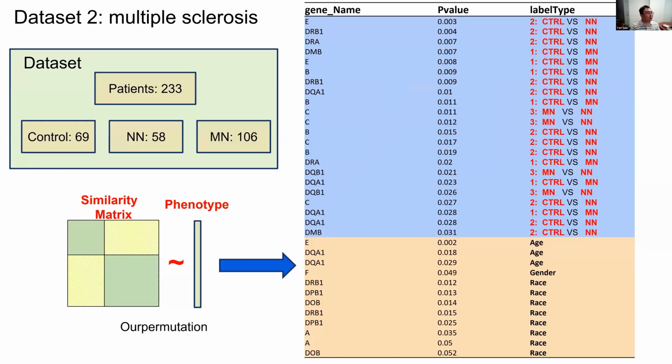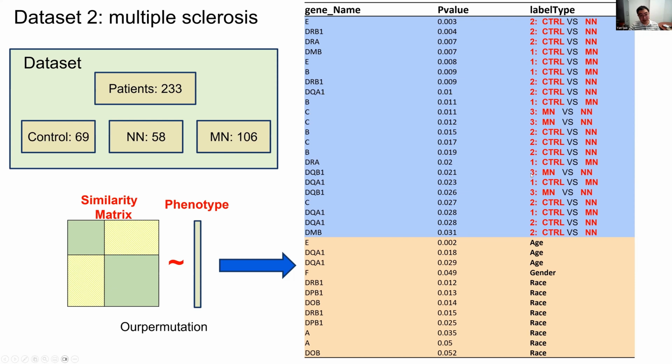So data set 2 is a data set about multiple sclerosis. This is a disease that also involves the immune system. This data set has 233 patients and 69 controls, and 2 different multiple sclerosis subtypes, 58 and 106. And then we used our method to call the HLA, and we used a method to compare the difference, and then we identified those differences.